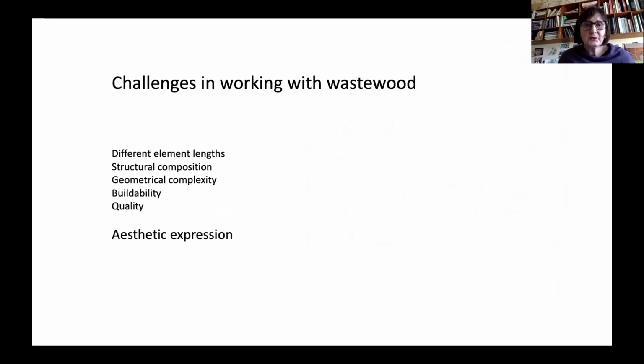When we work with waste wood, the challenges are different. It's not only that we have different lengths, we need to make a structural composition, we need to think about the geometrical complexity, buildability, quality is really important, but most of all, I think it's also to come up with an aesthetic expression that doesn't give something as looking as secondhand or less of quality.